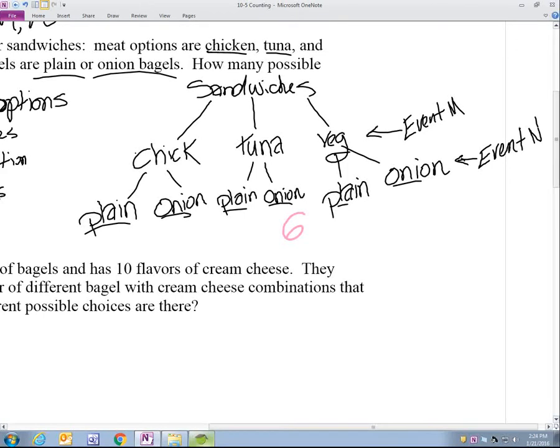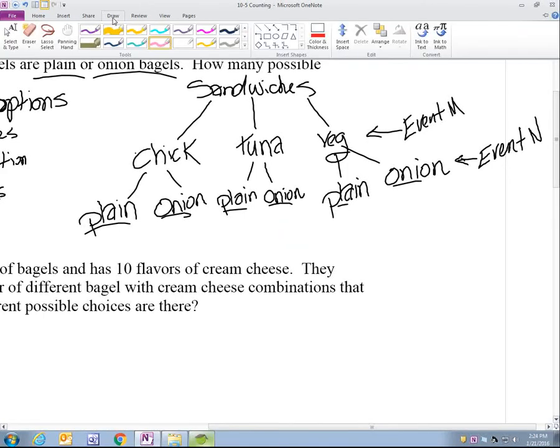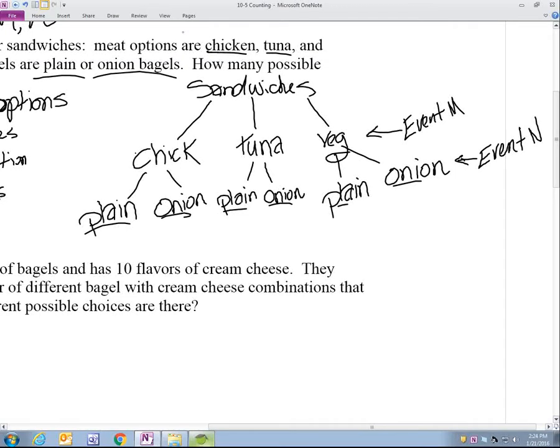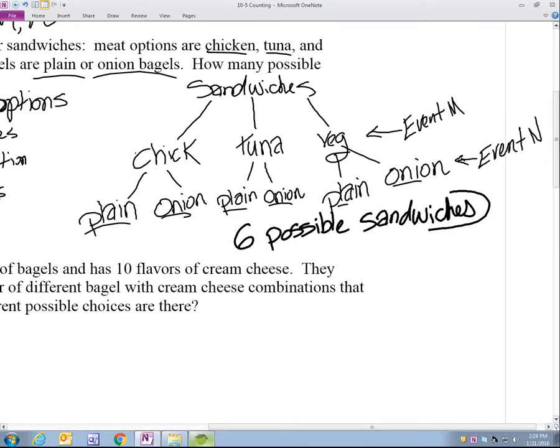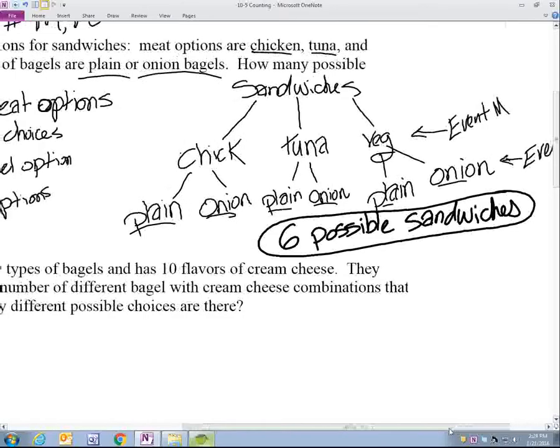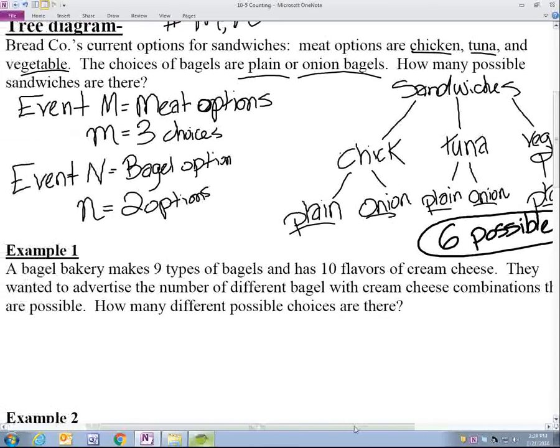No, absolutely not. We are not done. First off, we have to make sure that we're answering the question being asked. What is the question being asked? Well, how many sandwiches are possible? And we just found out that there are 6 possible different sandwiches. So that's the answer for number 1.